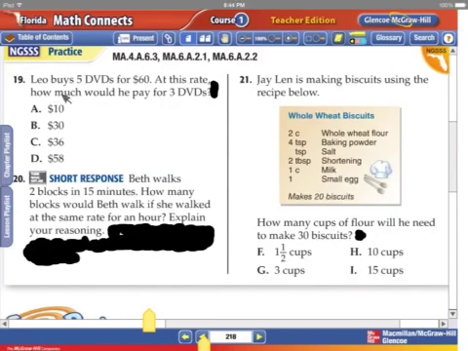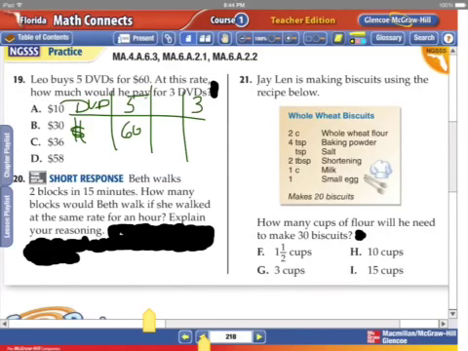It says, Leo buys 5 DVDs for $60. At this rate, how much would he pay for 3? So this is another one of those scaling problems, because I can't go from 5 to 3 exactly without going a step in between to kind of use a factor. So we're going to have DVDs and say money, because that's what they are. And we have 5 over 60. Alright, we're trying to get to 3.